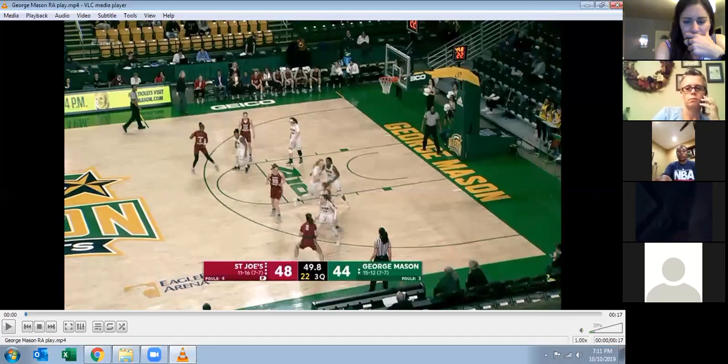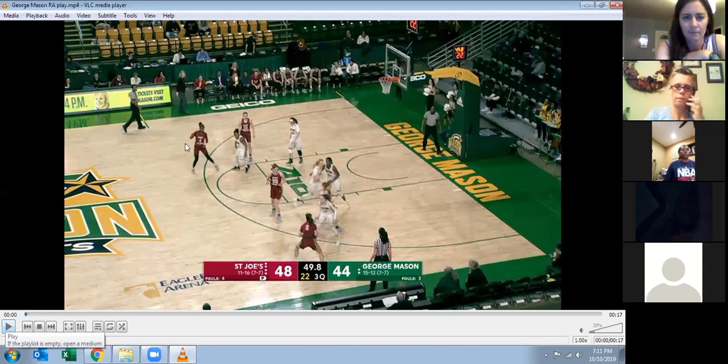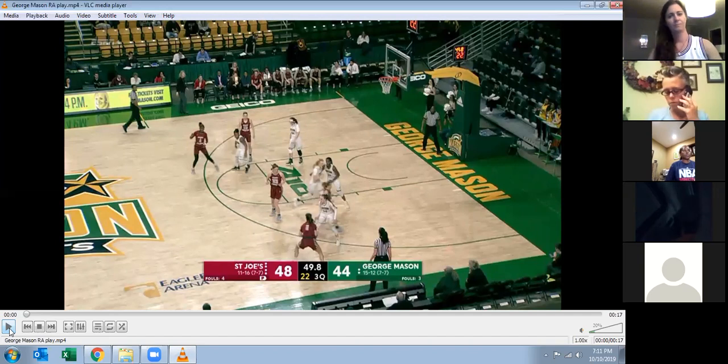The George Mason player, I think it's number 14, White, determine if she's got legal guarding position. She does. She's got 2 feet on the floor facing the opponent and takes contact outside of the RA. So I have an offensive foul.